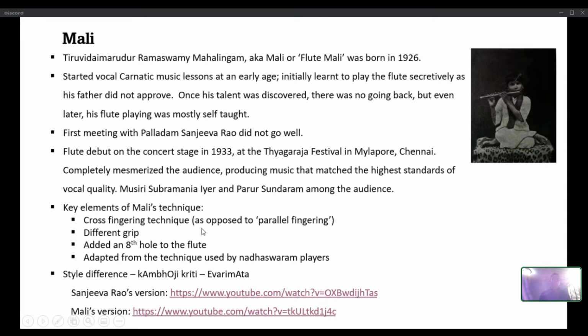He also changed the grip. The grip that was used until that time was different, and he changed it to something different. And then the eighth hole: it's not clear whether he actually invented the eighth hole or it was already there, but he always used the eight-hole flute. Prior to that, it was a 6-hole flute. Hindustani music, by the way, is still played on a 6-hole flute, and I'll show that also later on.